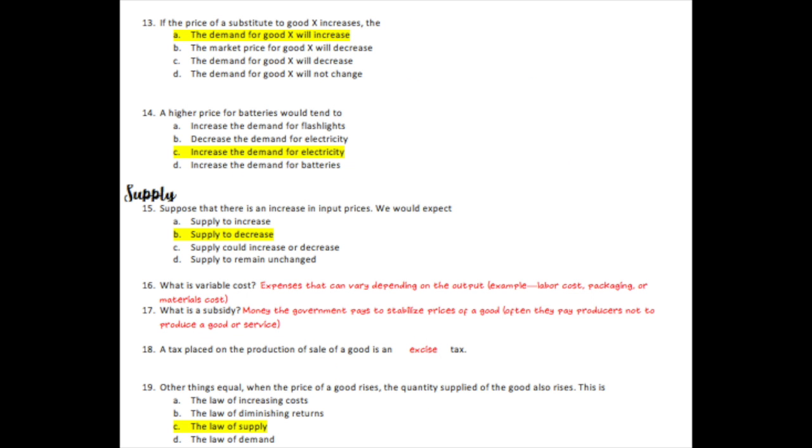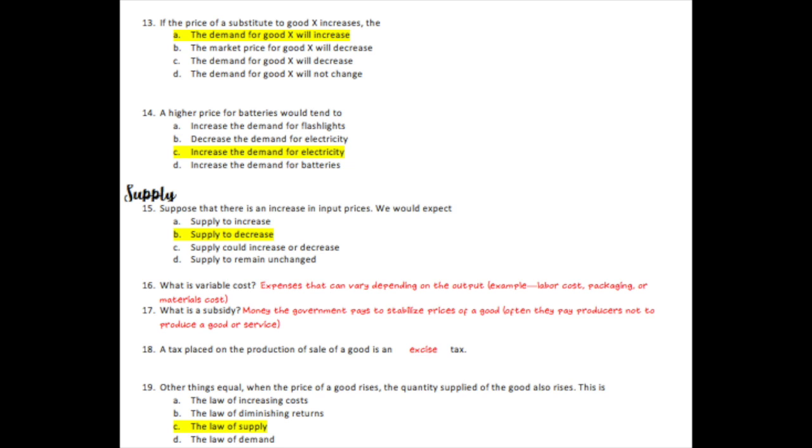Alright, let's look at these last two demand questions before we move on to supply. Number 13, if the price of a substitute to good X increases, and you have four answer choices. If it's a substitute, remember that means we can use it in place of it. So then the demand for good X should increase. If the price of a substitute goes up, then the demand for that one should increase.